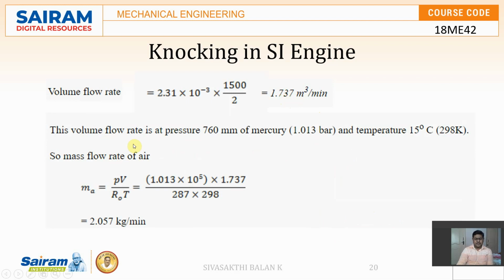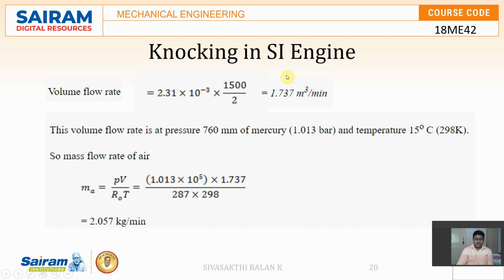Our ultimate aim, the ultimate purpose why we have calculated the volume flow rate, is to measure the mass flow rate of air into the cylinder. We know that PV is equal to MRT, the general gas equation. From this we can easily calculate the mass flow rate of the air. P is the standard pressure, STP at initial condition, it's given in the problem as 1 into 10 power 5 Newton per meter square, or else 1 bar.